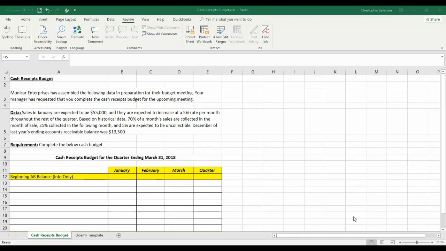In this video, we are going to be going through an example of the cash receipts budget. So what I have below here is a template. For those of you joining from my Udemy course, you should be able to download this template. You'll see the link to it, and you can use this to walk through it as we go through it.